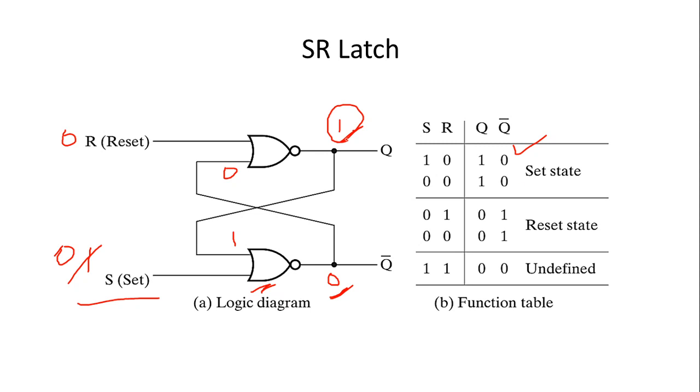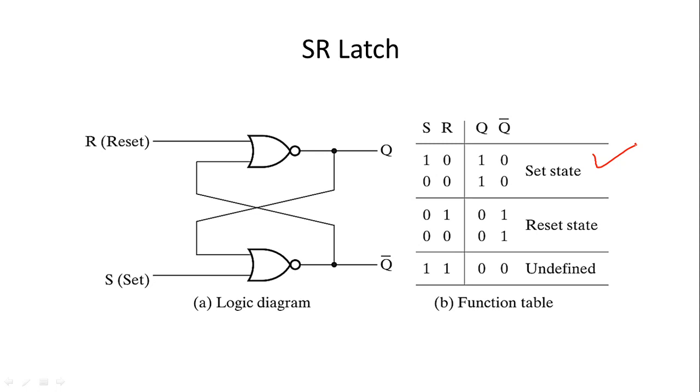Okay, so for 0 0, it will hold the previous state. So if the input is 0 0, it will hold the state that was already set. Now let's have a look at the reset option. So let me clear it. So this is done. Now we want to reset it.